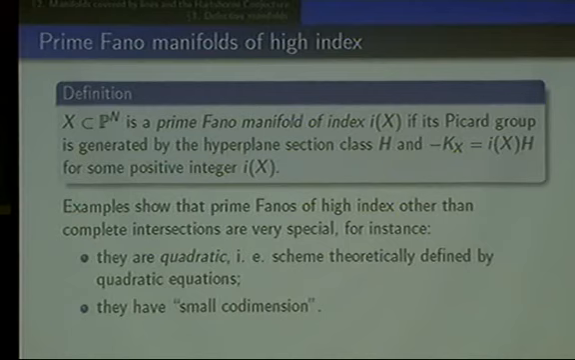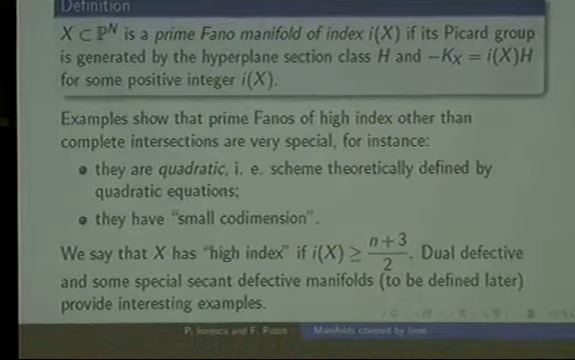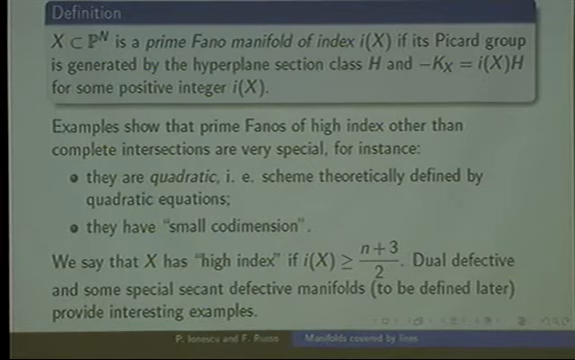Now, I'd like to make precise the statement high index, and this will be exactly given by that inequality, namely, if the index is at least dimension over two plus 3. As we shall see later on, dual defective and some special secant defective manifolds provide interesting such examples.